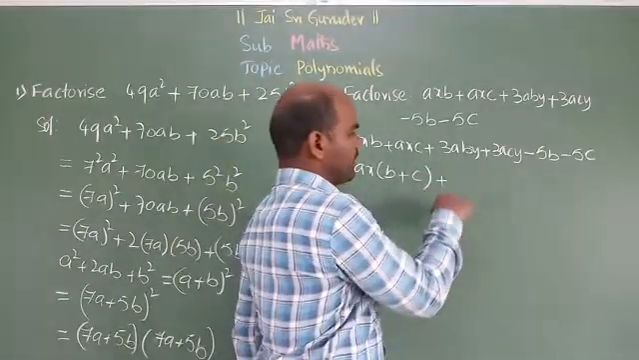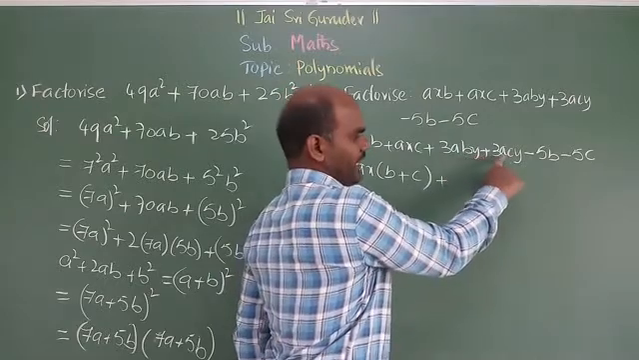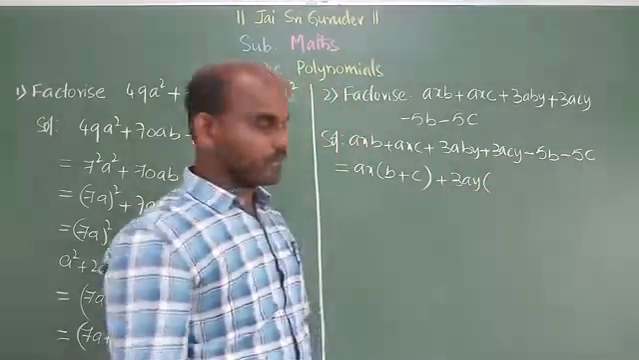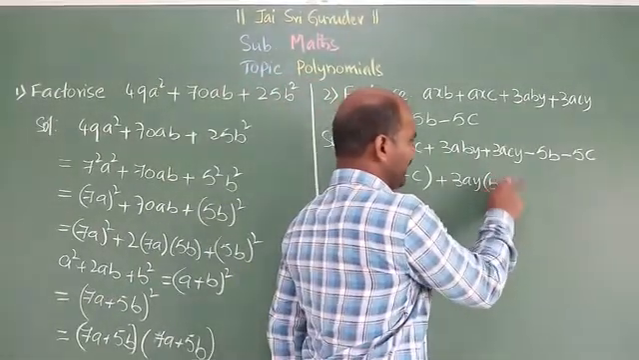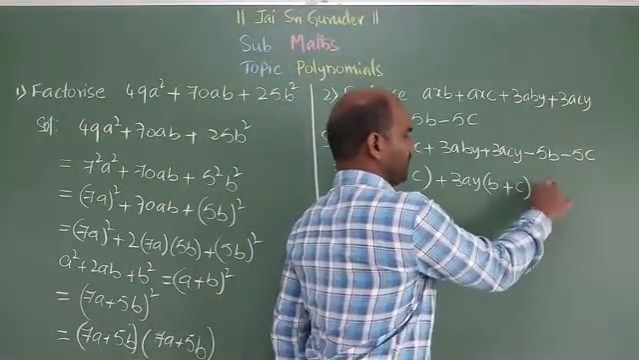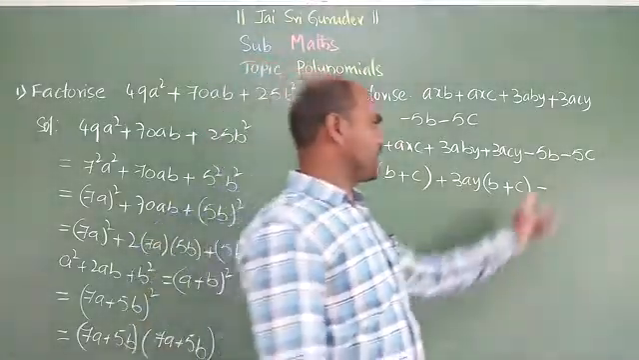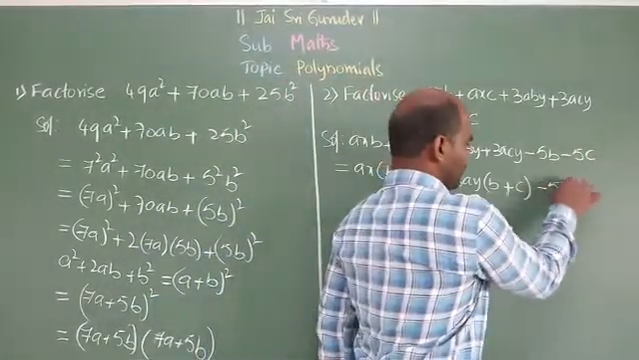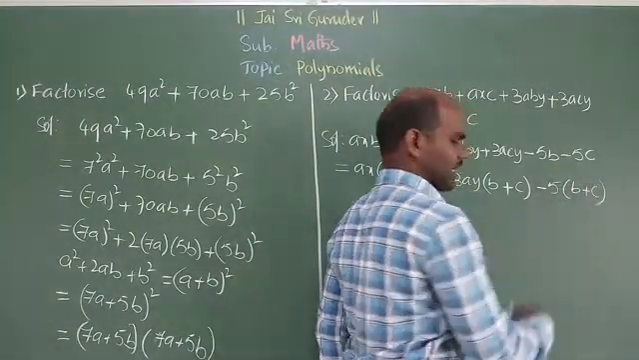Next plus 3ay. Okay, so 3ay, taking the common. Then what is the remaining term, children? Here is b plus, here is c minus. What is the common there in this one, children? Minus 5 is the common there. So okay, so then b plus c.